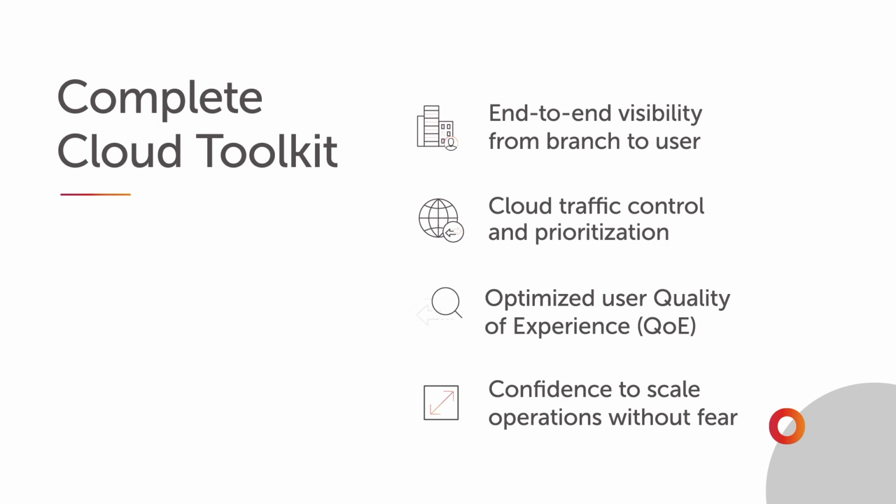So when you put it all together, when you combine the power of AWS with the intelligence of Allot, you get a truly complete toolkit. We're talking end-to-end visibility, from the branch right to the user. You get real traffic control and prioritization. You get an optimized user experience. And maybe the most important thing of all, you get the confidence to scale up your operations without being afraid of some hidden cost or performance nightmare lurking around the corner.